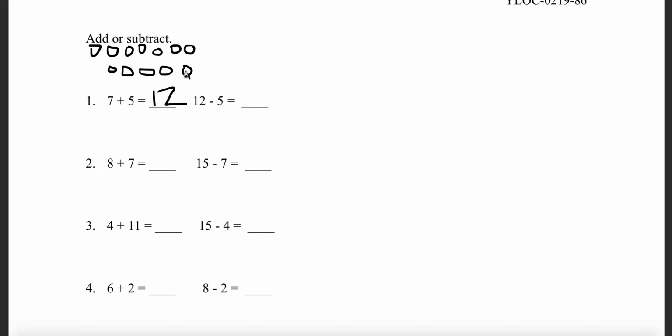1, 2, 3, 4, 5. And how many circles still remain solid? There's 1, 2, 3, 4, 5, 6, 7. So 12 minus 5 is equal to 7.